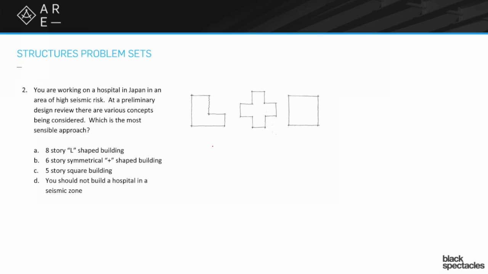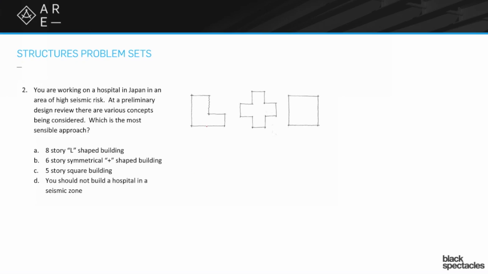Problem number 2: you were working on a hospital in Japan in an area of high seismic risk. At a preliminary design review, there are various concepts being considered. Which is the most sensible approach? Okay, Heather, we've got a couple of different things. We've got an 8-story L-shaped building, a 6-story symmetrical plus-shaped building, a square building, and then the rather restrictive option: you should not build a hospital in a seismic zone. What do you say about the L-shaped building?